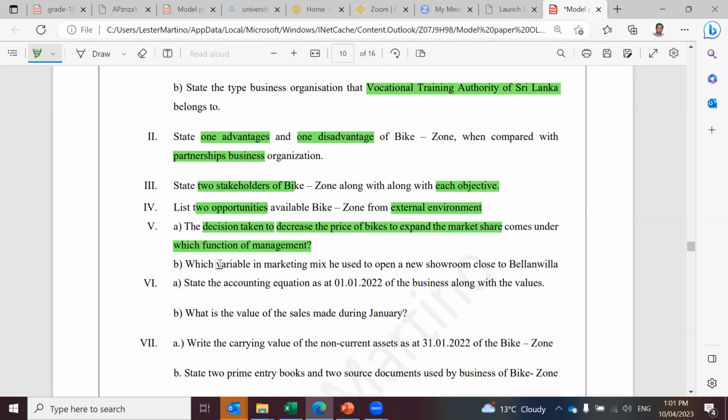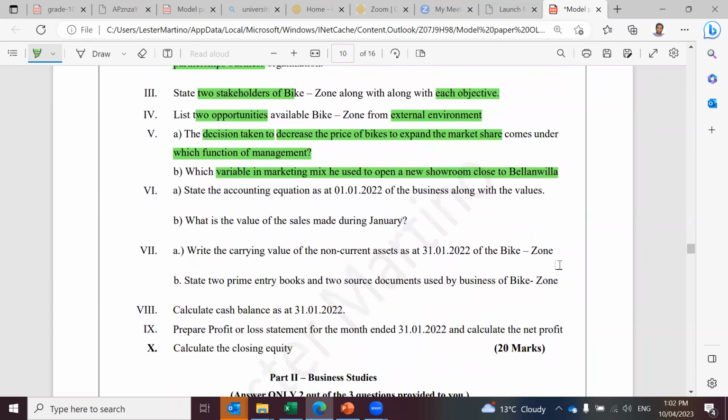Which variable in the marketing mix was used to open a new showroom close to Bellanwila? Obviously, they have given a place. The answer is place. You don't need to read the case study. Next one. State the accounting equation as at 1st Jan 2022. So the accounting equation as at the opening date. The accounting equation means assets equal liability plus equity, along with the values.